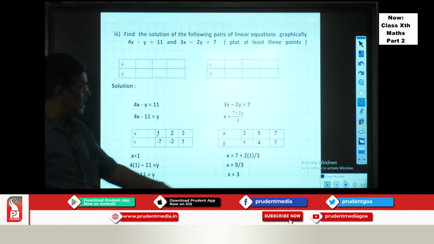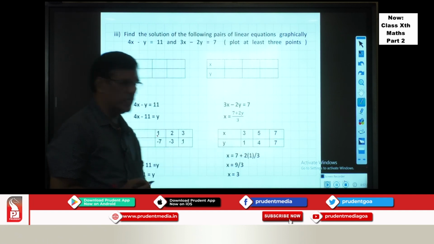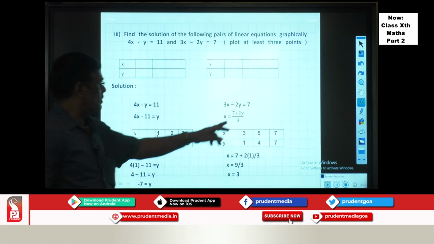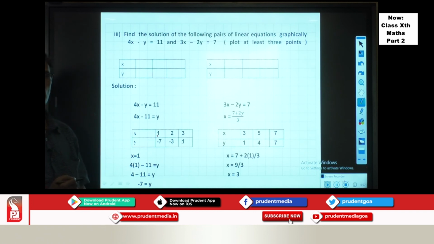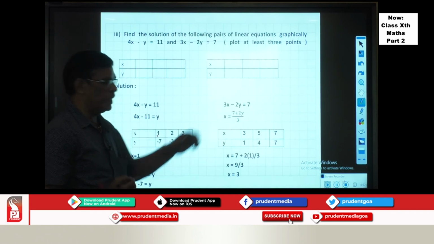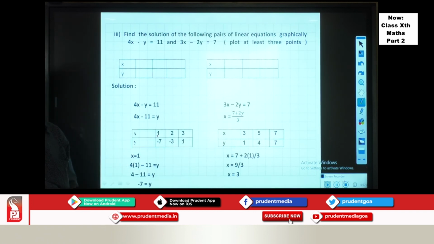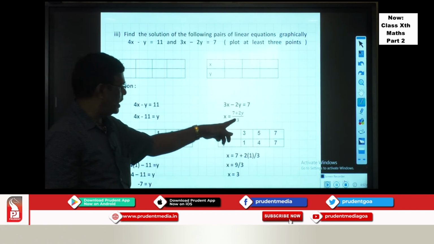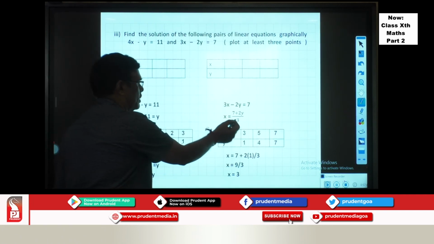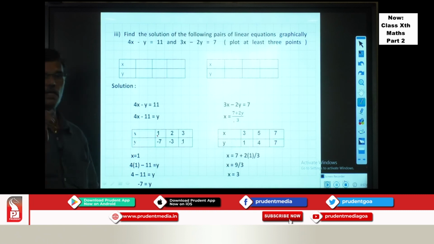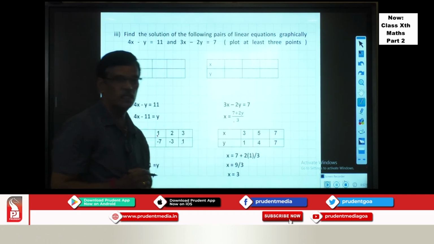Now see the third case. I have taken the value of y as 7. Now 7 2s are 14, and 14 plus 7 is 21. Now 21 is divisible by 3. 21 divided by 3, I get the answer 7.